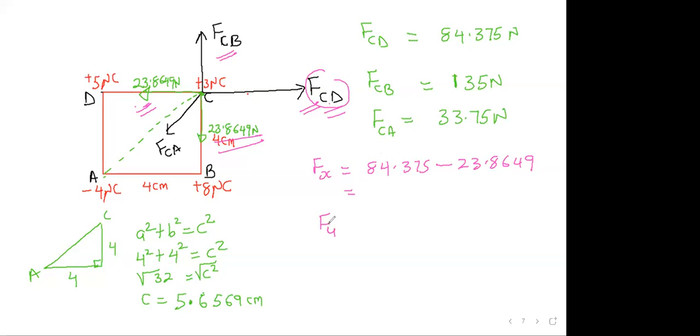Then I look at Fy. Which forces do I have along Y? I have this one up and I have this one down. Which one is bigger? The one up. So I will say 135 minus 23.8649. Members, are we together on that point?